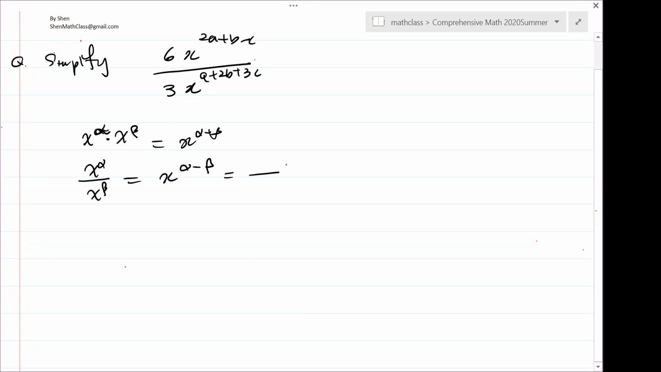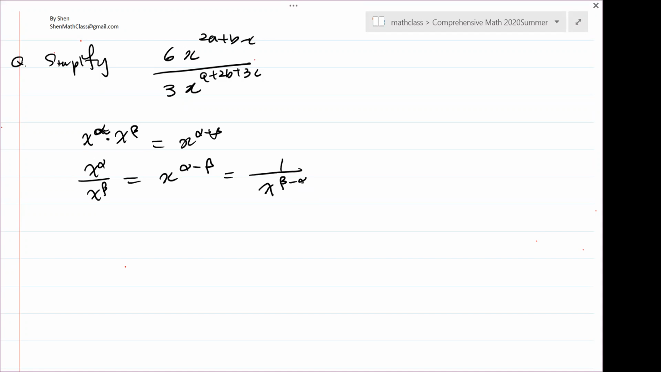Now, sometimes you get a negative power, so you can put it in the denominator, so you get a positive power. Sometimes you are asked to write down the expression with a positive power, so some terms will go to the denominator, some terms will go to the numerator.